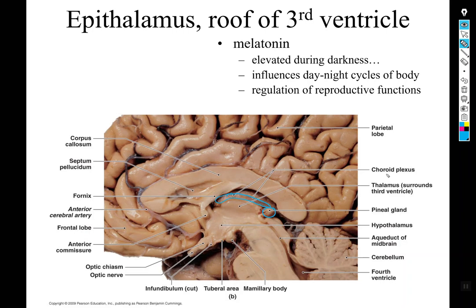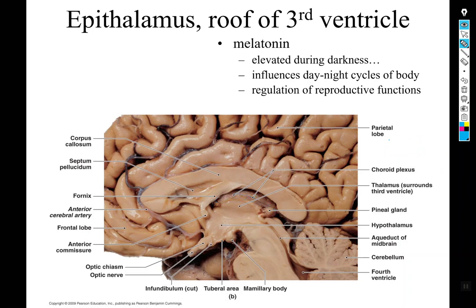So remember the choroid plexus, this is capillaries covered by ependymal cells. So it's important to remember what the choroid plexus means functionally as well as structurally. Structurally, it looks like a little shreddy network of capillaries. Functionally, it is a very important task, and that task, of course, is producing cerebrospinal fluid.